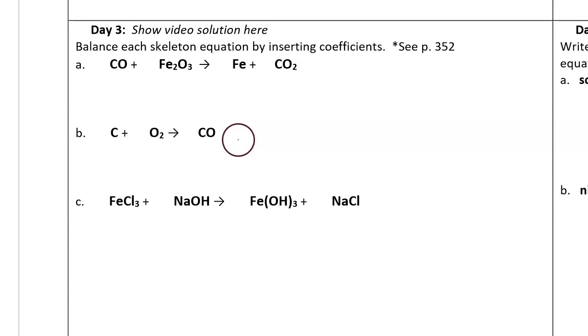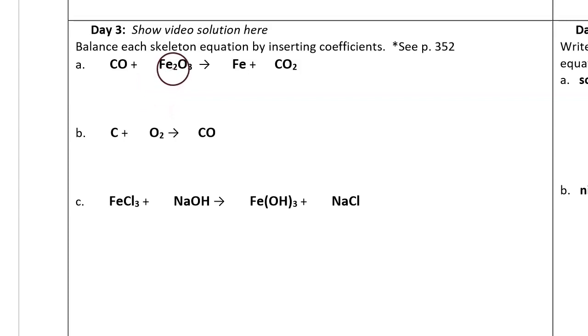Remember that your guiding principle is that the number of atoms of each element on the left side of this arrow must be equal to the number of atoms of each element on the right side of the arrow. It doesn't matter which element you look at to begin with. So the one that I look at first may not be the way that you did the problem, but that doesn't mean that you're wrong.